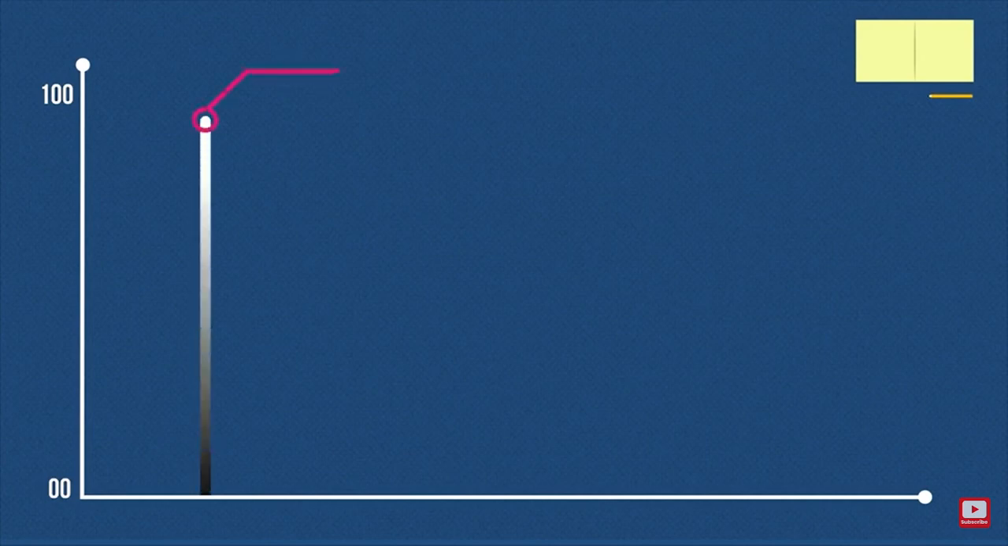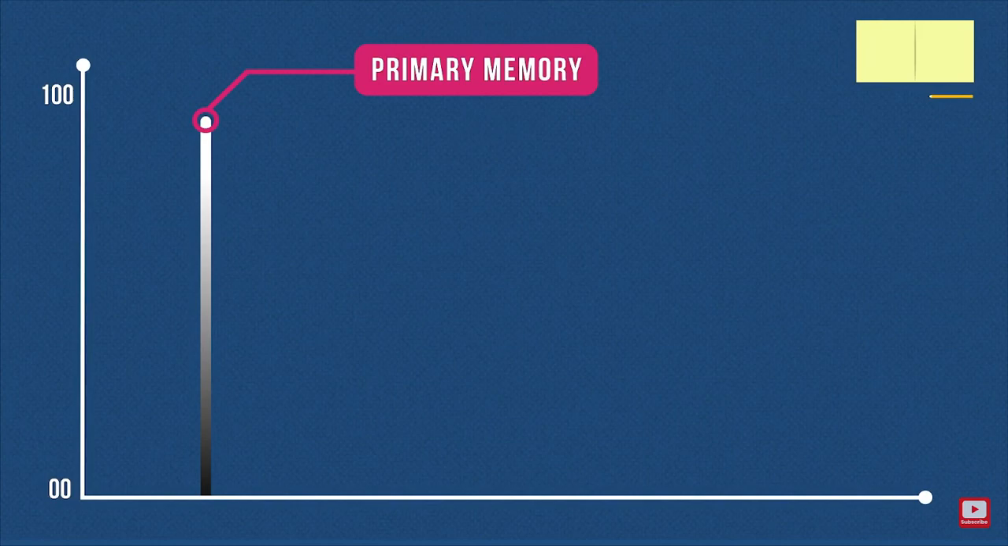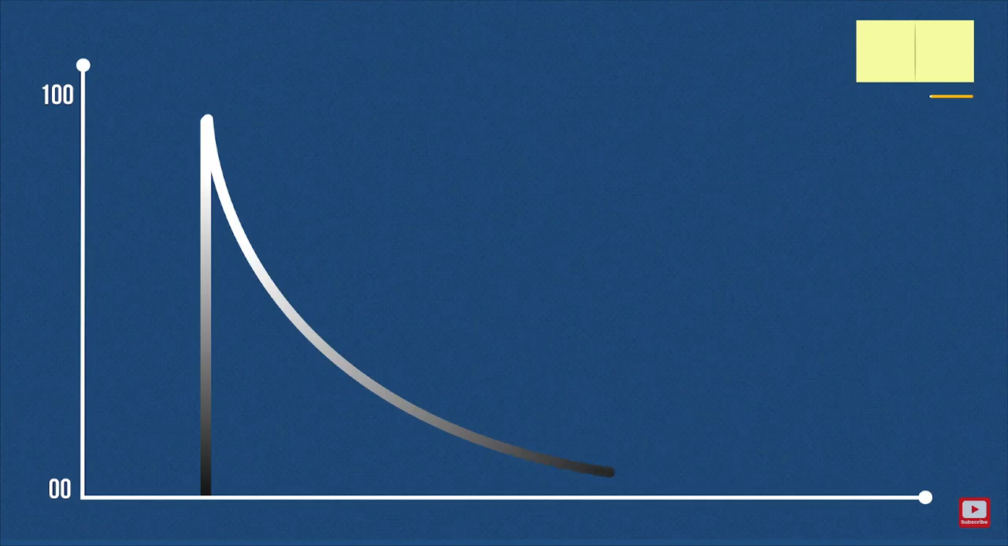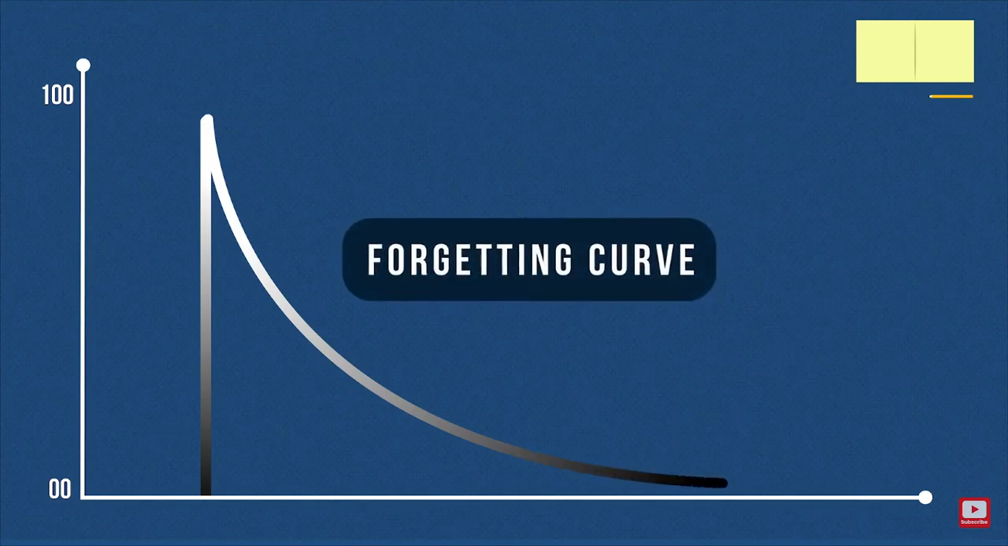The y-axis of the graph represents the memory strength, with a maximum value of 100%. When you study the chapter for the first time, you develop a strong memory. Let's call this the primary memory. But with time, memory strength fades rapidly. This is the normal forgetting curve.